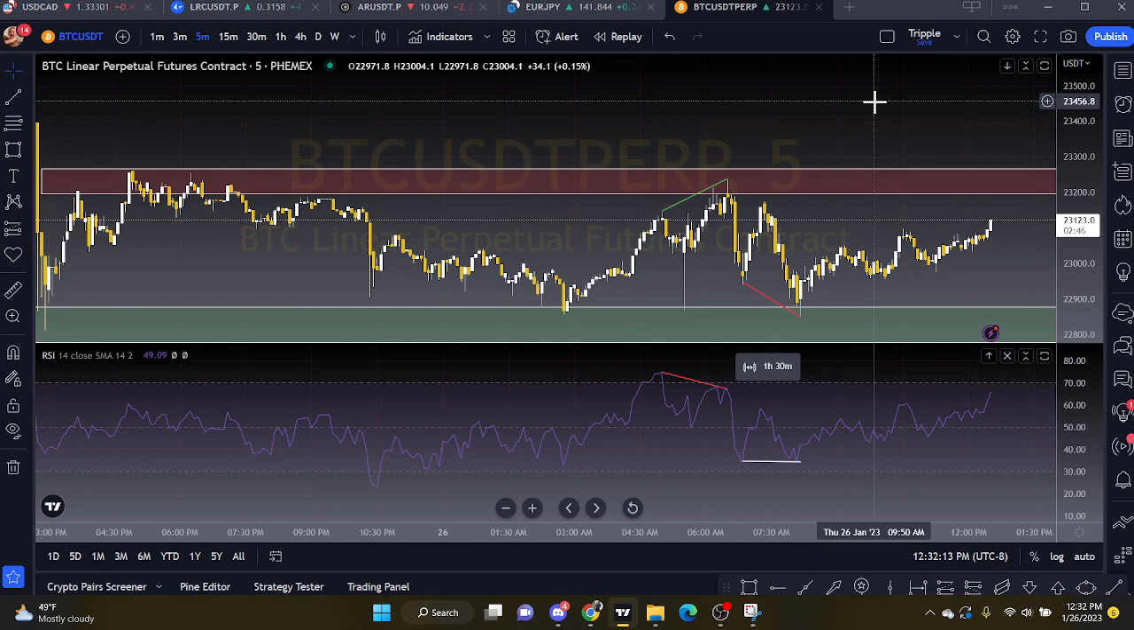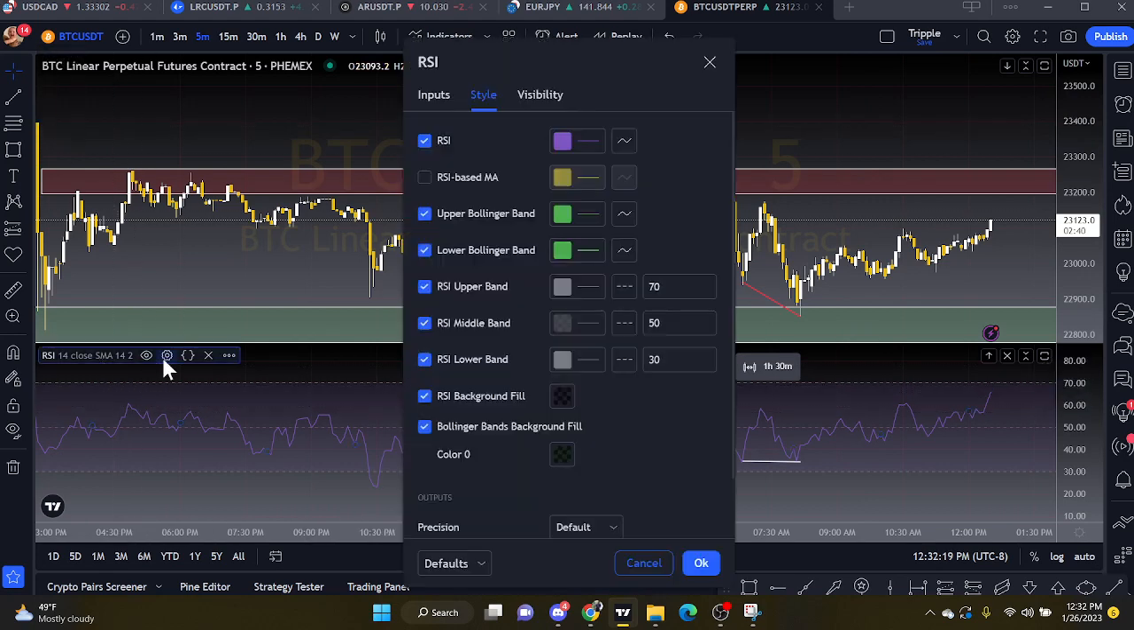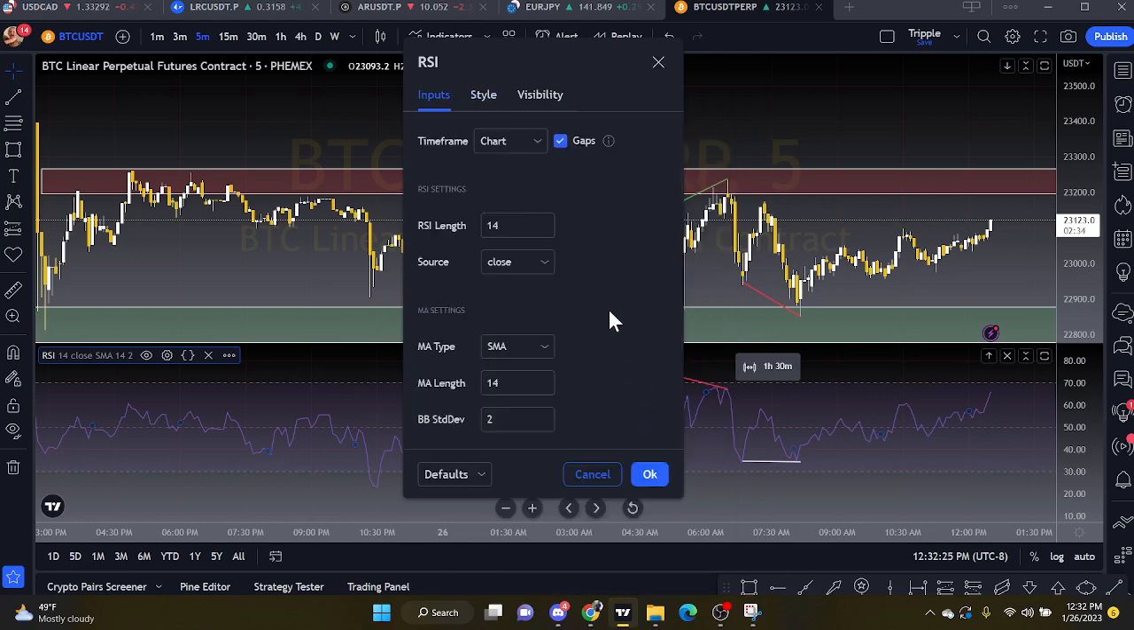There's one thing I'd like to add. If you click on the gear icon on the RSI, the settings, and go to the inputs tab, you can see the source of the RSI is set to close, which means that the RSI is using the closed price to calculate its data. And that's why I always like to draw the lines on the price to spot the divergences from the closed point and not the highest point.